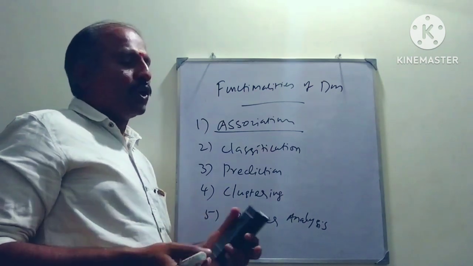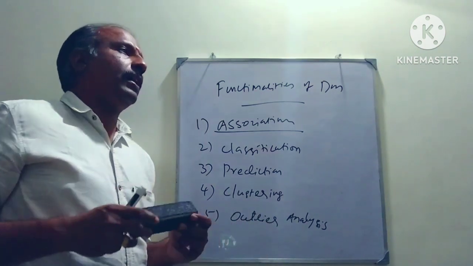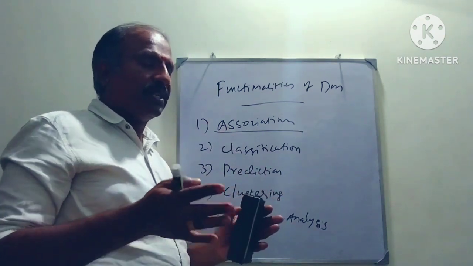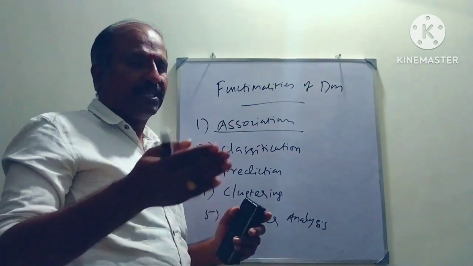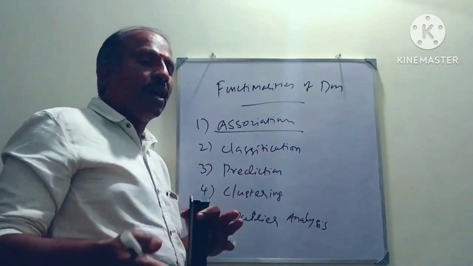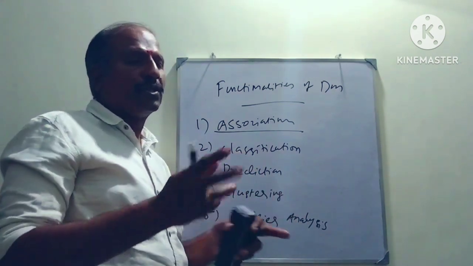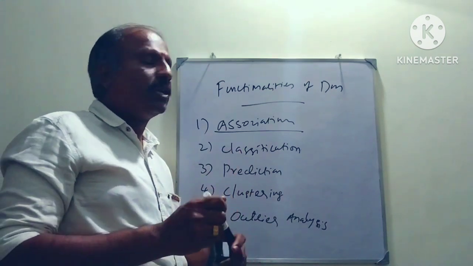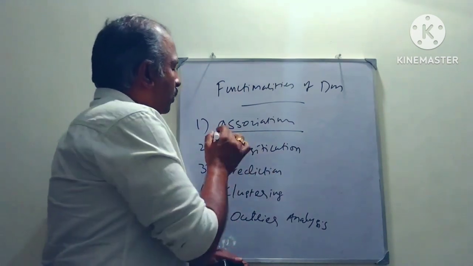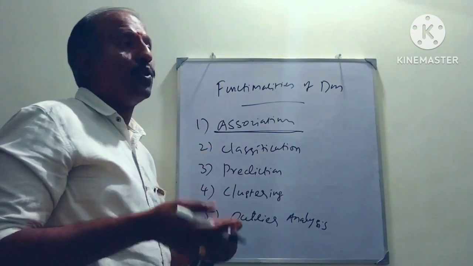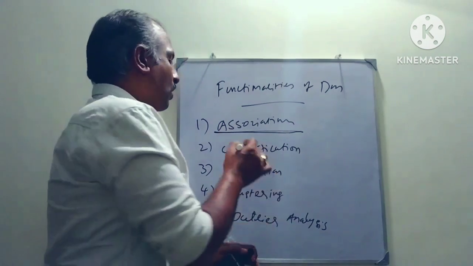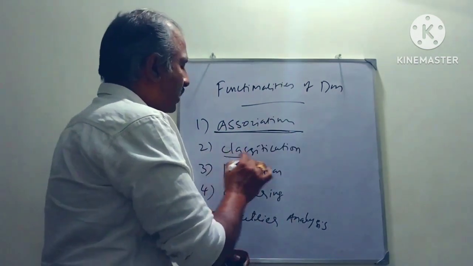First we go for association rule mining. What is association? Suppose you go to purchase a computer. Along with the computer, you are going to purchase software also, because without software the computer will not work, and without hardware the software will not work. Both are associated together. That's why we go for association. In data mining, you have to get the associated data. Using association rule mining, you can extract the data from the data warehouse.